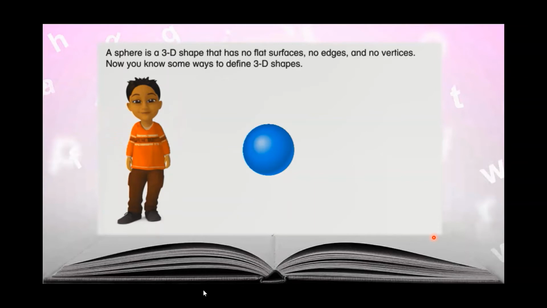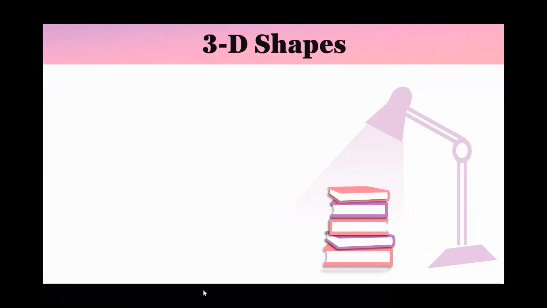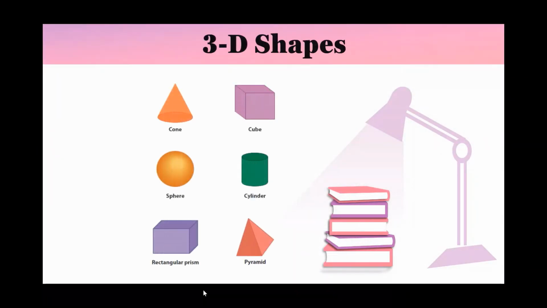Okay, so now you know what we are going to learn in this lesson. Now I will explain to you in detail about the 3D shapes. Now here, as you can see, this is a cone. This is a cube. This is a sphere, a cylinder, a rectangular prism, and a pyramid. A pyramid is also a 3D shape. So we are going to learn about all these 3D shapes today in this lesson.